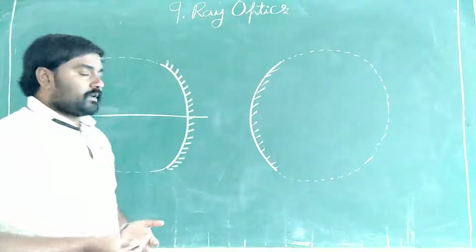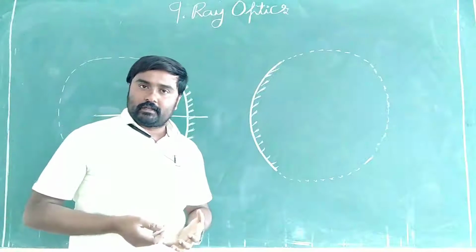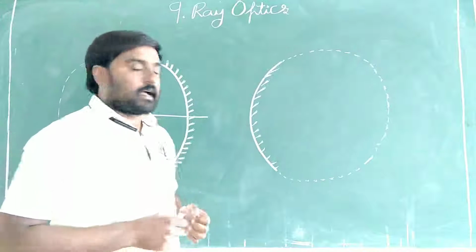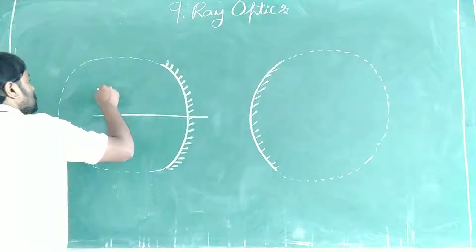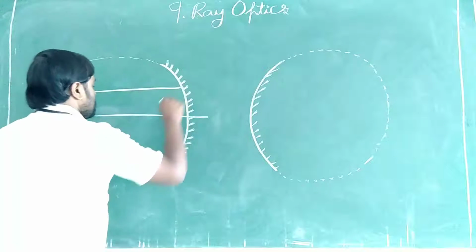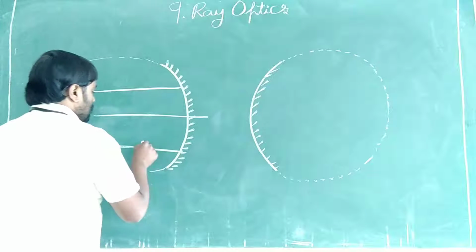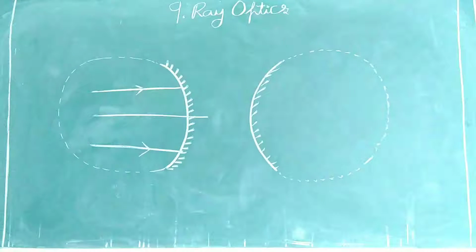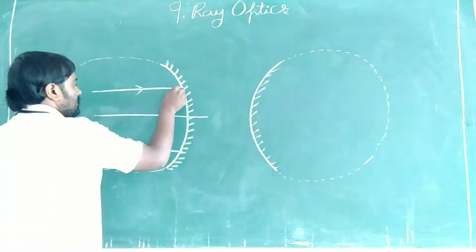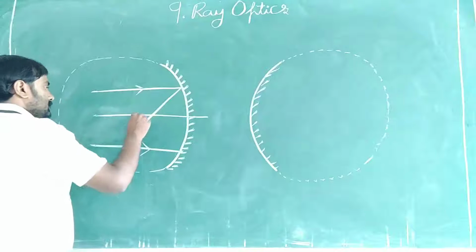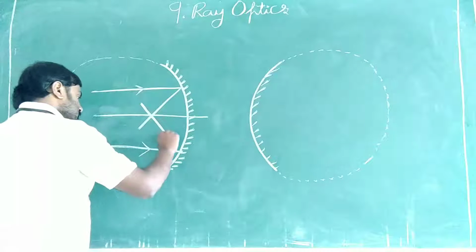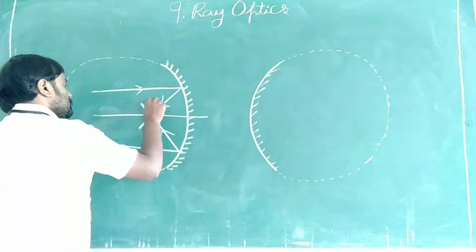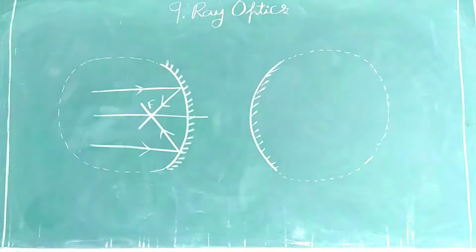So the concave mirror is also called a converging mirror because it converges the parallel beam of light. Okay, so when the parallel beam is incident on the silver surface of the concave mirror, after reflection all the reflected rays meet at a point on the principal axis. So this is called the principal focus.